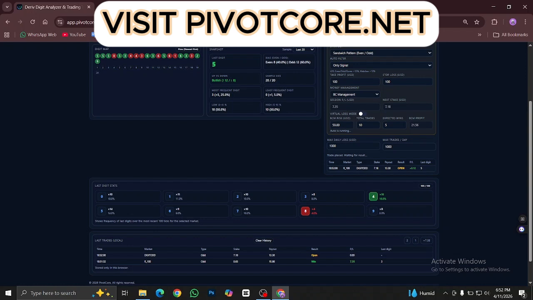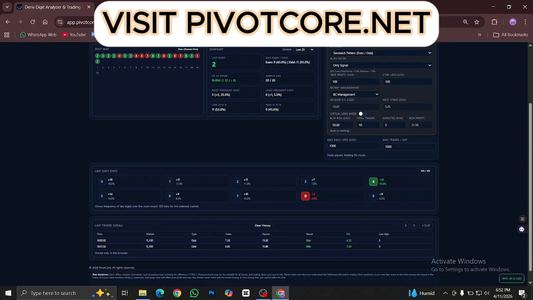What makes PivotCore stand out is its user-friendly interface. You don't need to be a coding expert to run these bots. Whether you're a beginner or a pro on Deriv, this platform automates the heavy lifting for you. As you can see on my screen, I'm setting up the even-odd strategy.